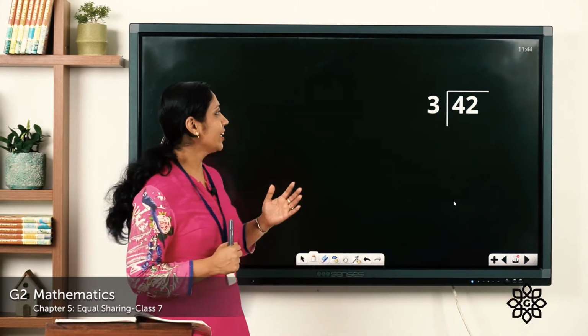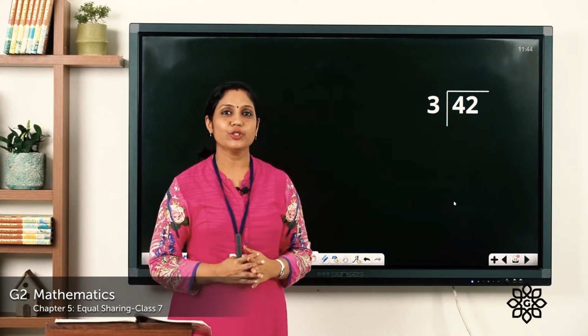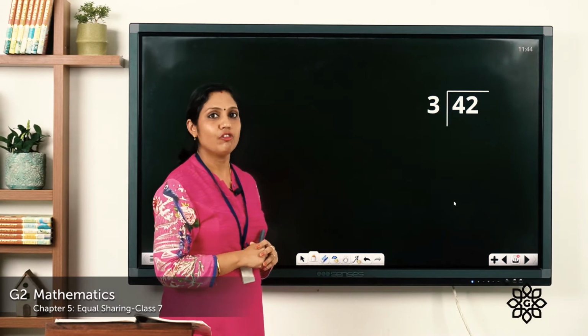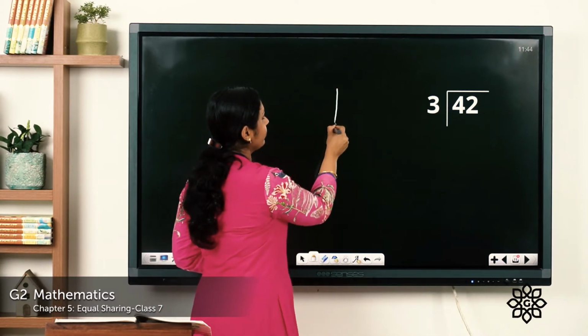Let's do one more. Here we have 42 divided by 3. So let's check the number 42 divided by 3.